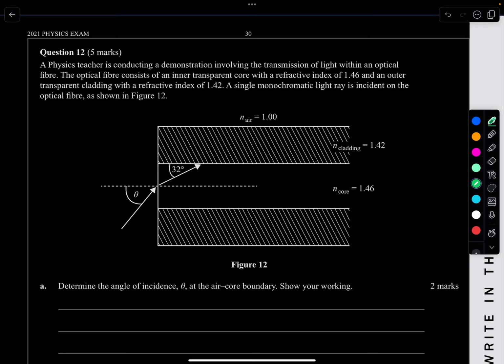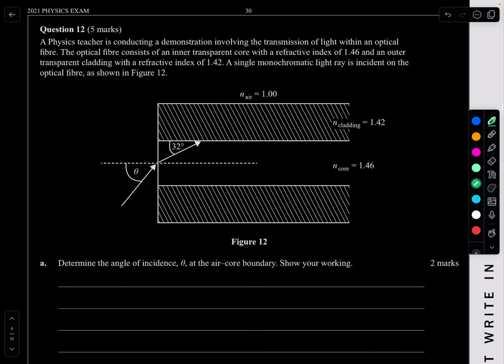Question 12. Let's try this. A physics teacher is conducting a demonstration involving the transmission of light within an optical fiber. The optical fiber consists of an inner transparent core with a refractive index of this, and an outer transparent cladding with a refractive index of that, and a single monochromatic light ray is incident on the optical fiber as shown in figure 12. You don't even have to know this. This is out of the study design. In the new study design, you don't have to know about refraction and all this stuff, so you guys are lucky. You don't have to watch this part.